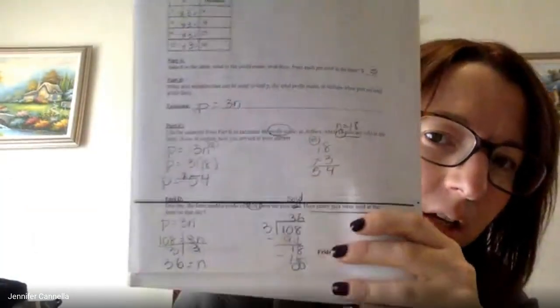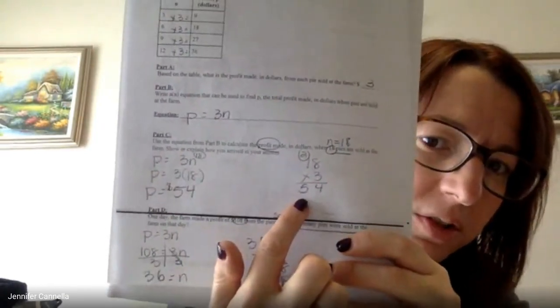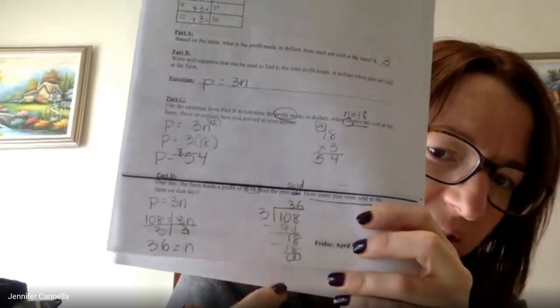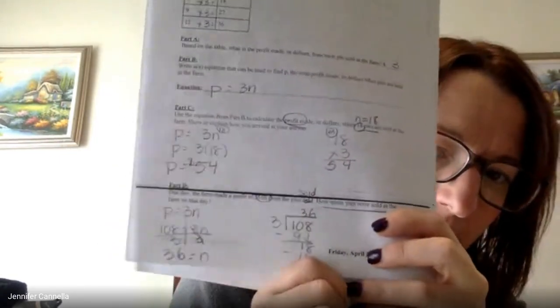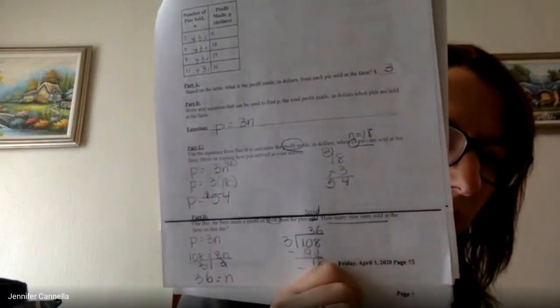All right, good, Aiden. So $3, P equal 3N, then you write $54, P equal 54, and then you write 36 for the pies. Good job, Demi. So if you have this on your paper, give yourself a check.